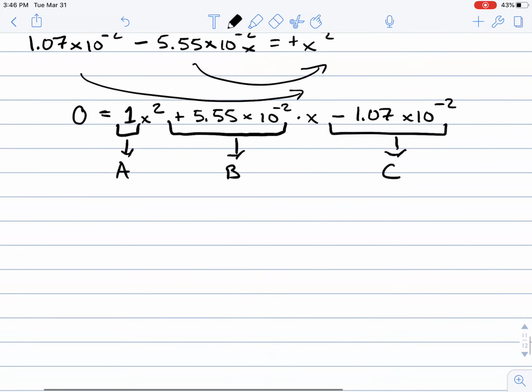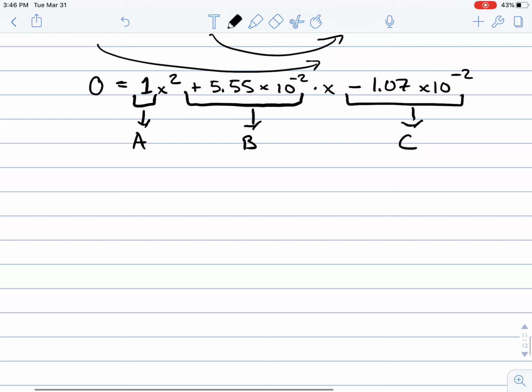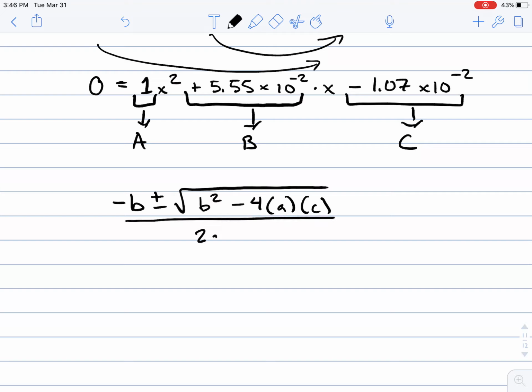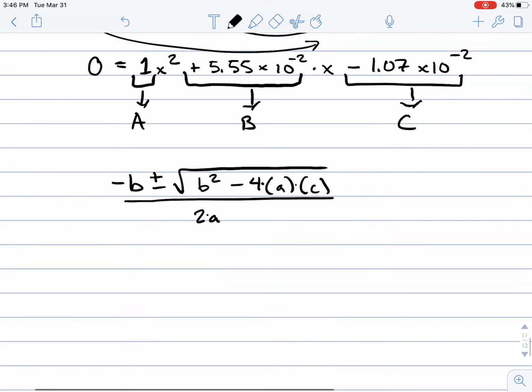So now that I've identified a, b, and c, I'm just going to go ahead and use the quadratic formula. And so this is going to be negative b plus or minus the square root of b squared minus 4ac. It's kind of presumptuous for me to extend that square root all the way out, so let me just put it this way. And we're going to divide this by 2a. So everything here is a multiplication: between the 4 and the a and the c, and between the 2 and the a.